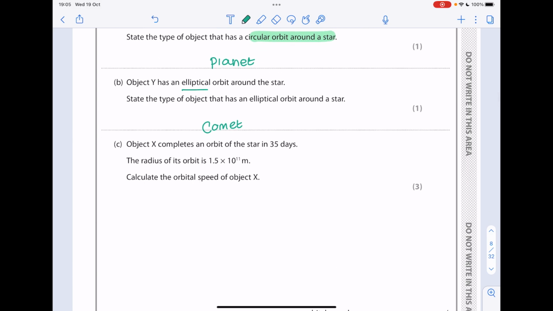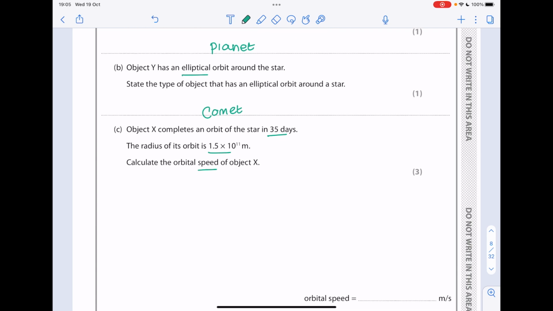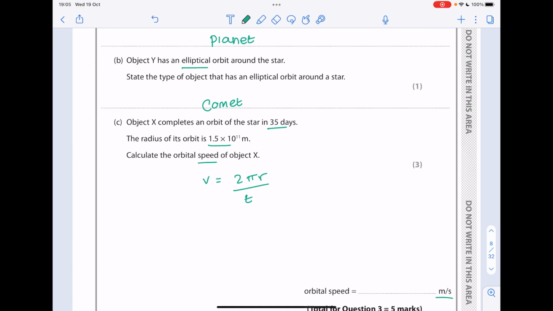Object X completes an orbit of the star in 35 days. The radius of the orbit is this. Calculate the orbital speed. So you want the equation given on the equation sheet, which states that orbital speed is 2 pi r over t. Make sure you check your units. So that's fine, but this is a big problem because we need it in terms of seconds. So you need to take that 35, times it by 24 to get it into hours, times it by 60 to get it into minutes, times it by 60 again to get it into seconds.